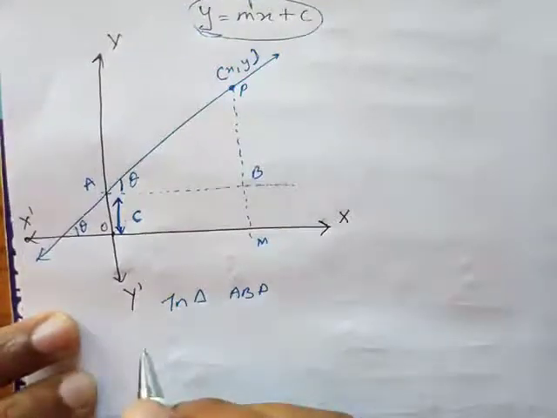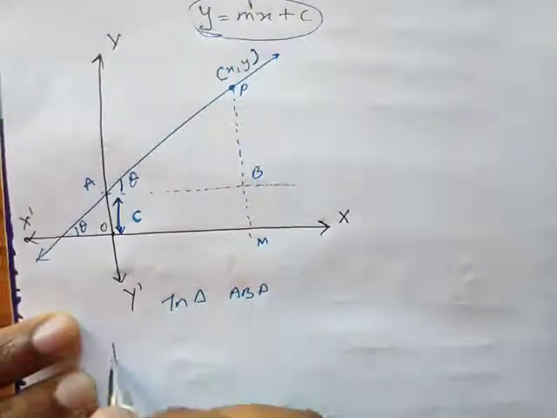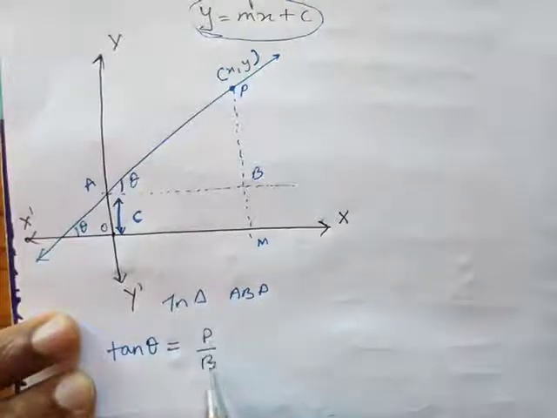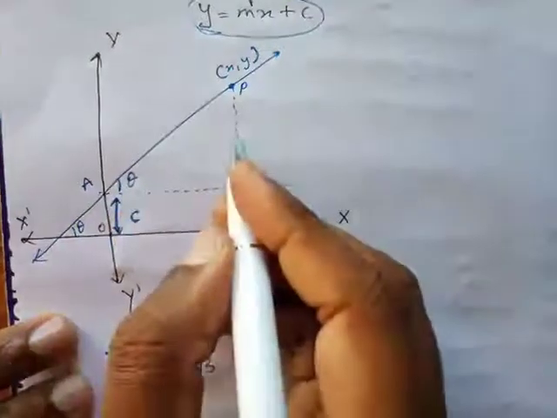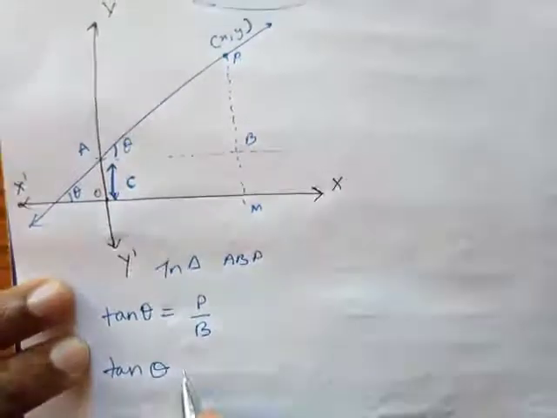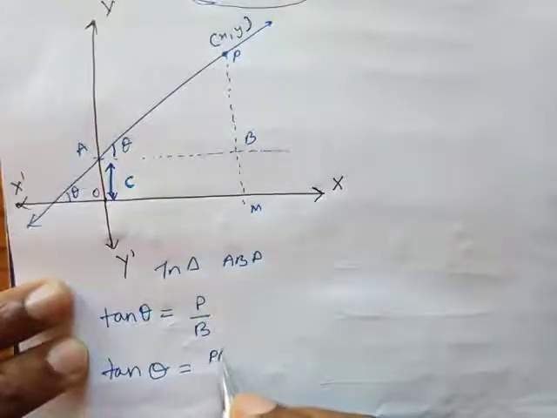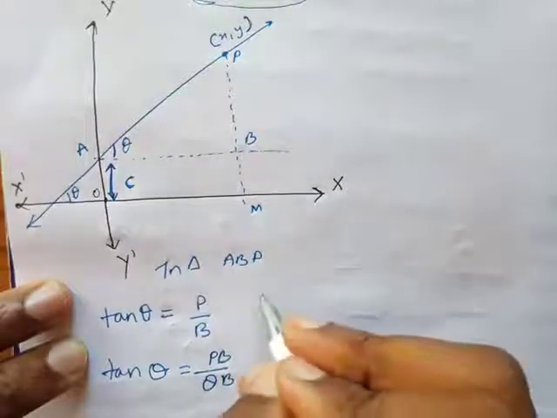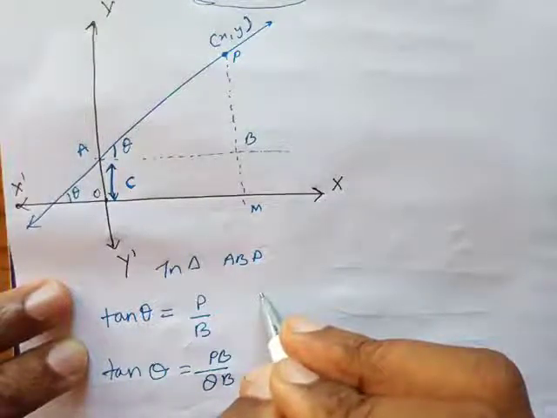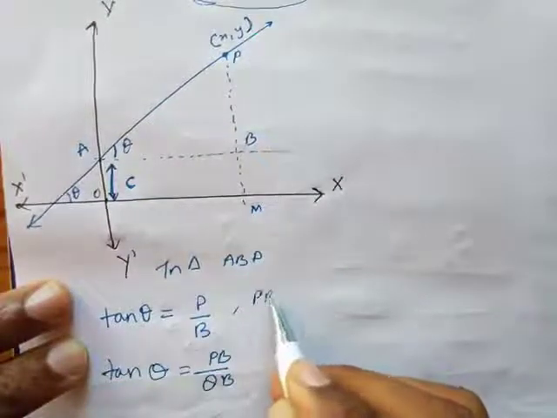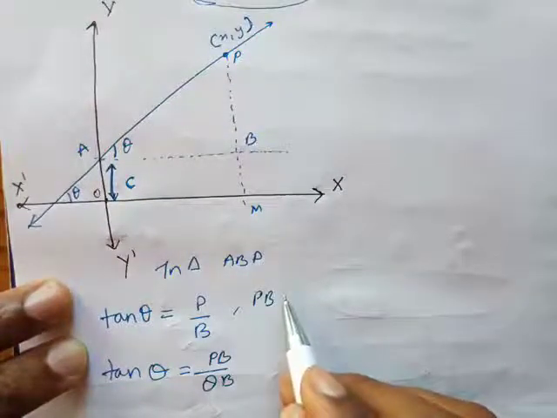Now you can see in triangle ABP I can write tan theta equals to perpendicular upon base. If I'm taking this as tan theta, so this is perpendicular, this is base, so tan theta equals to perpendicular is PB upon base is QB. Now if I have to find PB, I have to find PB. So what is the value of PB?